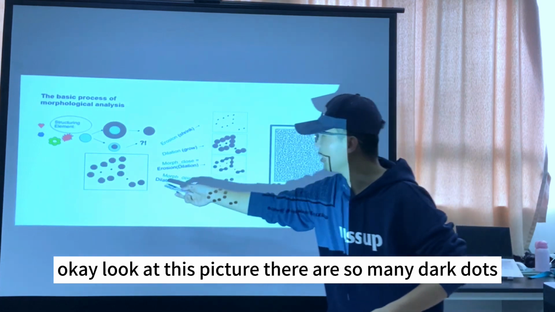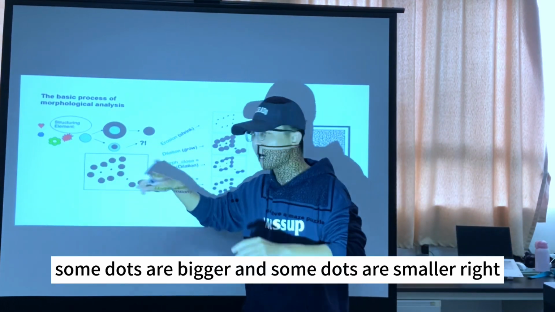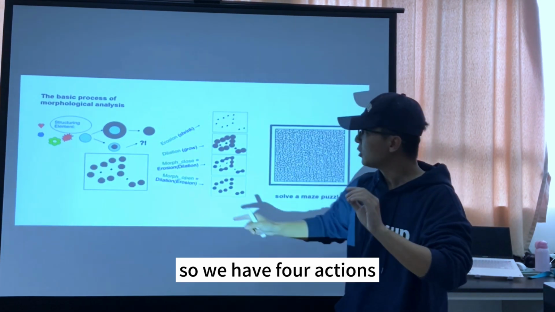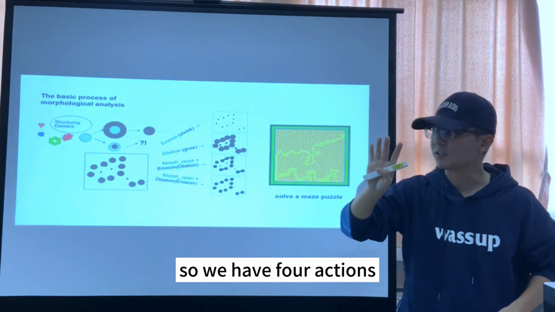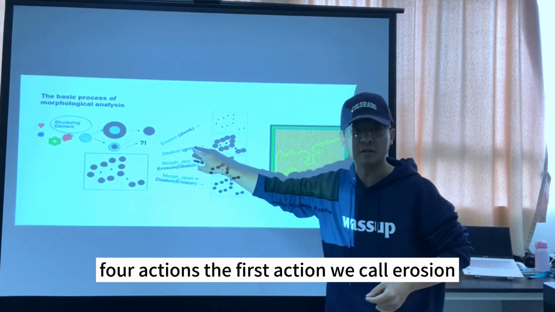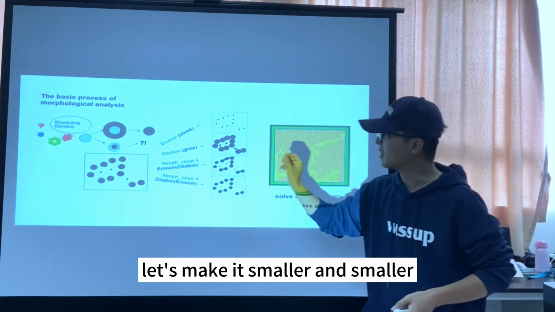Okay, look at this picture. There are so many dark dots. Some dots are bigger and some dots are smaller. So we have four actions. The first action we call erosion. Erosion means make it smaller and smaller.